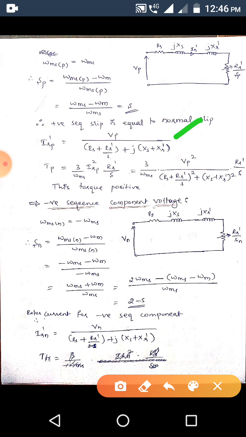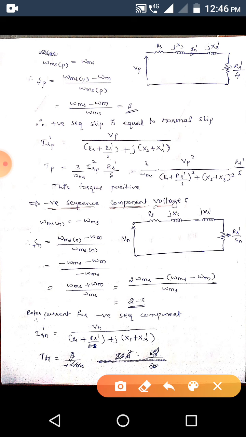Tp is equal to 3 by synchronous speed, Ir square into R prime divided by slip here. So then substitute the current here, then we will get the torque is equal to 3 divided by omega ms into Vp square divided by (Rs plus R prime divided by s) whole square plus (Xs plus Xr prime) whole square, into R prime divided by s. This is nothing but the torque of the positive sequence component here. Okay, so now let us consider the negative sequence component.